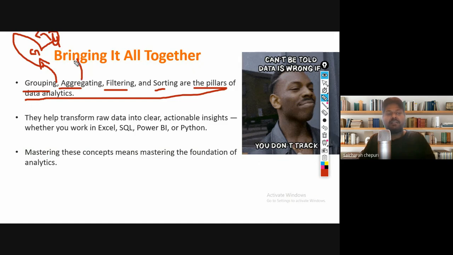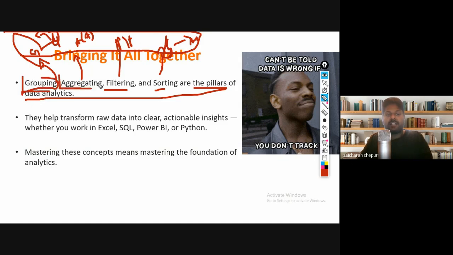Similarly, with aggregating, you will apply one aggregation on top of another aggregation. You'll apply one filter on top of another filter. You might also apply multiple sortings, one sorting on top of another sorting. This is a little bit of an advanced concept, although to understand it, you must first understand what grouping, aggregating, filtering, and sorting are, and how they work within the environment of data analytics.